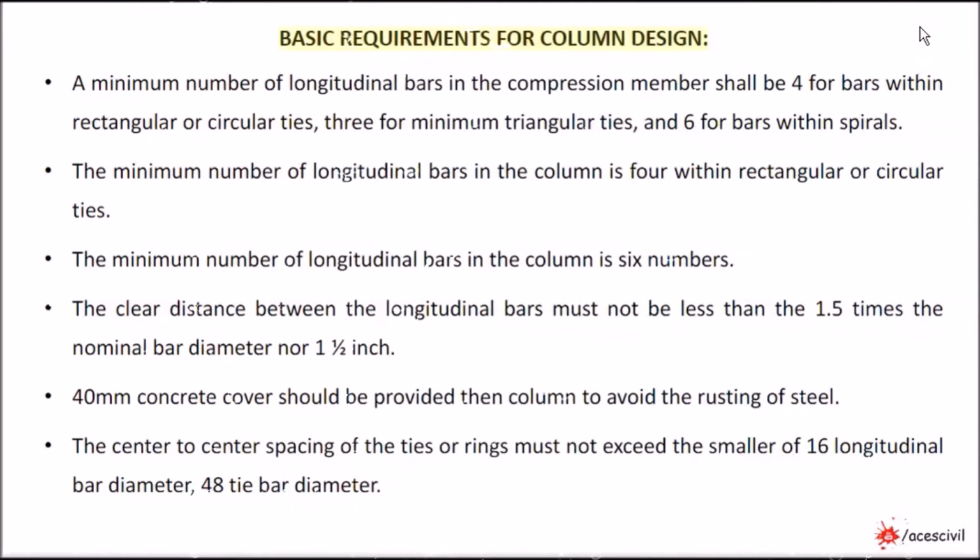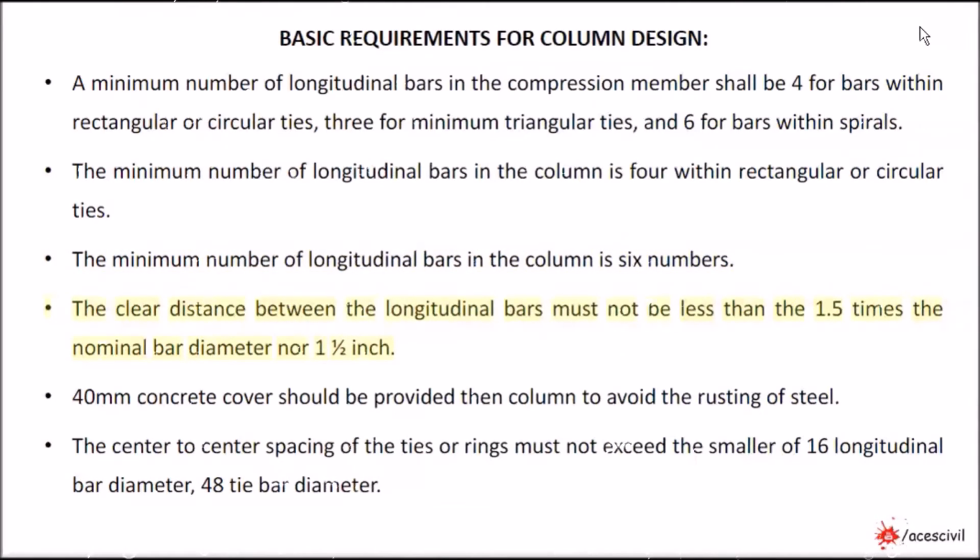Basic requirements for column design. The minimum number of longitudinal bars in a compression member shall be 4 for bars within rectangular or circular ties, 3 for bars within triangular ties, and 6 for bars within spirals. The minimum number of longitudinal bars in the column is 4 within rectangular or circular ties. The minimum number of longitudinal bars in a spiral column is 6.